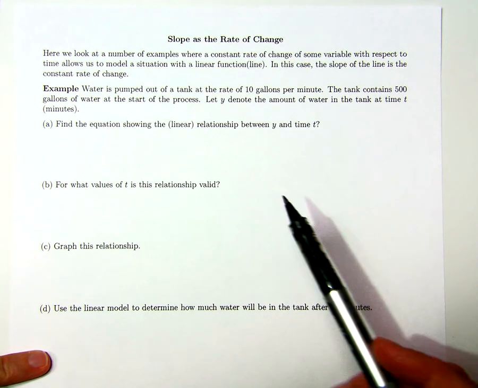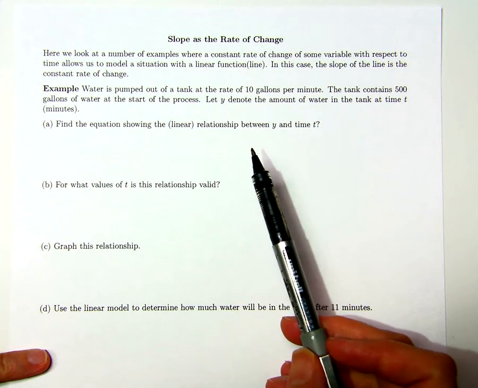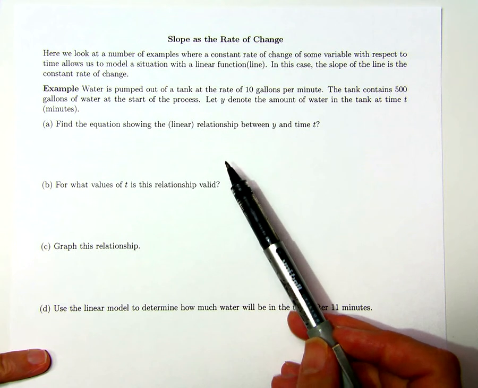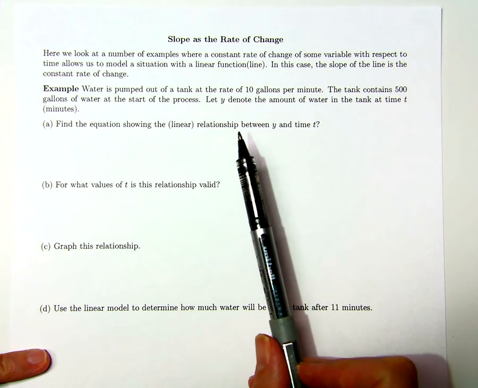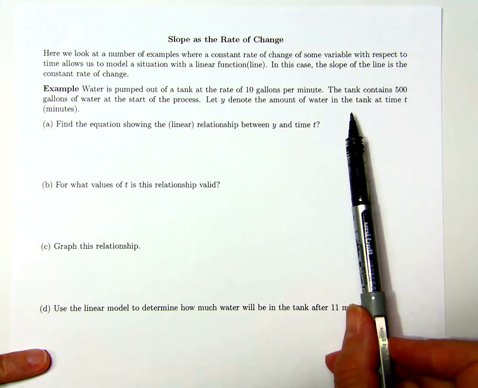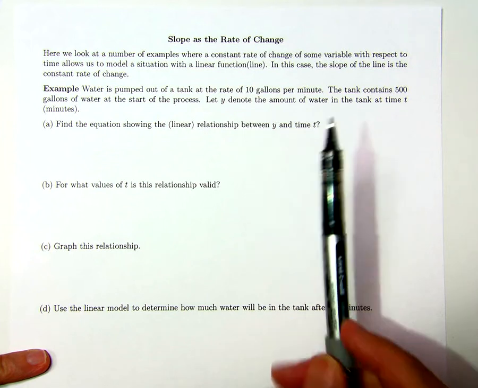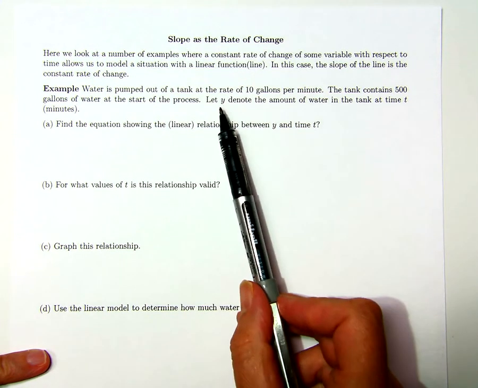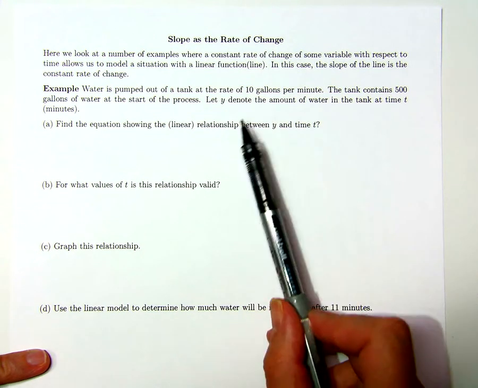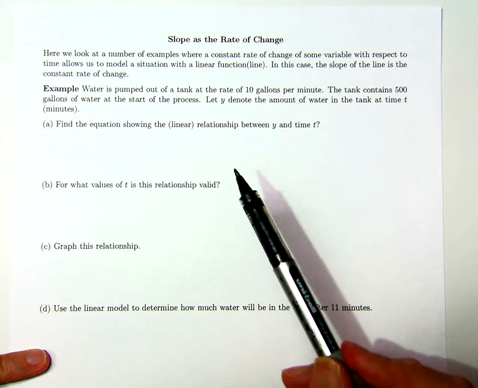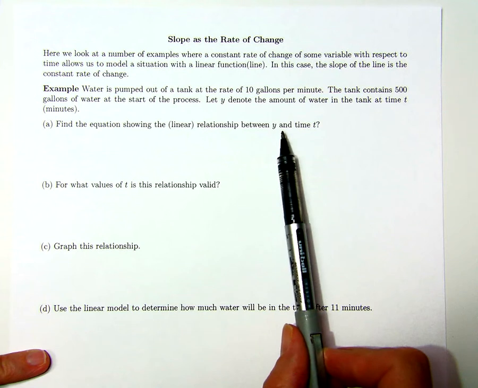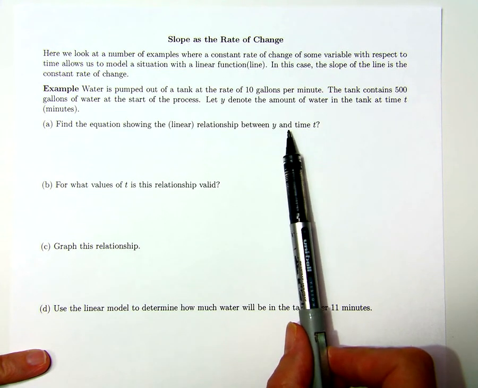So our first example: water is pumped out of a tank at the rate of 10 gallons per minute, and the tank contains 500 gallons of water at the start of the process. And we're going to let y denote the amount of water in the tank at time t. Now, the value of y really depends on the value of t, so it varies as t varies, so this is a variable. And our first task is to find an equation showing the relationship between the variable y and the variable t.